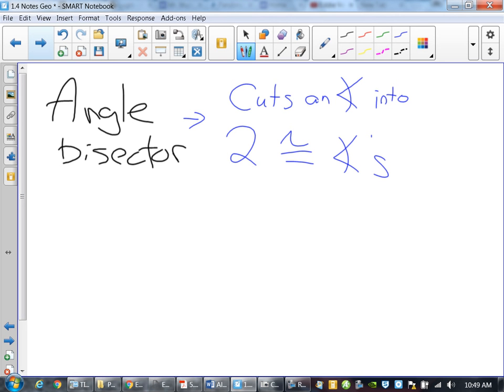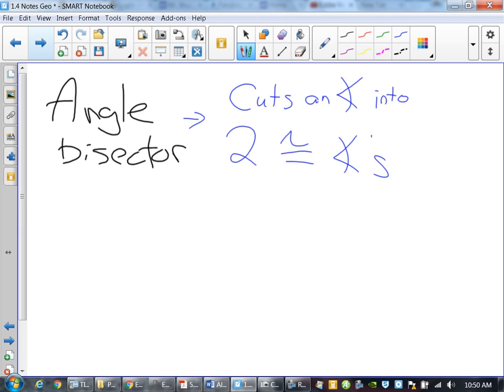So again, like we did before, what do we call it? A segment bisector. It went through the midpoint, and it could have been anything. It could have been a point, a ray, a line, another segment. Angle bisectors are generally going to be another ray. It's the easiest thing that they usually draw when you're talking about angles. It's usually another ray that comes up through it.